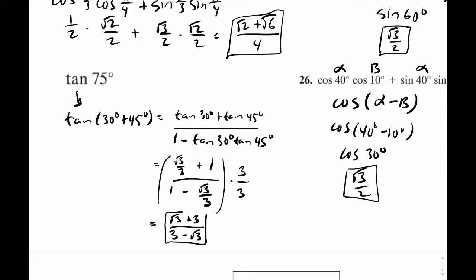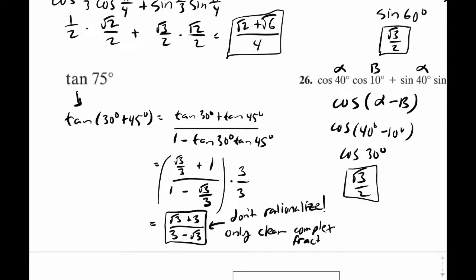Okay, now I want you guys to box that. We're going to stop there. So in your notes, make sure you write this. Don't rationalize. We're going to leave these alone like that. We're only going to clear complex fractions. On your homework, it's the same thing. The book will have you rationalize, but don't do that. For our class, I'll take that answer. That's perfectly fine. Okay, that's it.